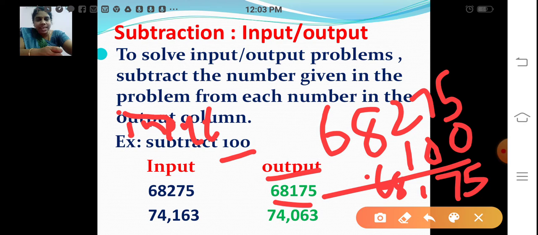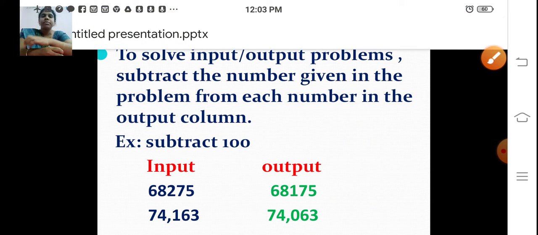68,175. Now what is the second number? 74,163. Now I am going to find out the output. How will you find out the output? Take the number 100, subtract from 74,163. 74,163 minus 100. What will be my answer? 74,063. We'll do the sum later. Now let's move on to the next one.